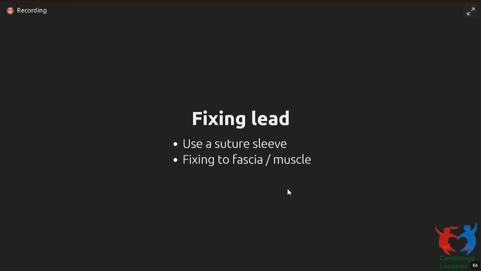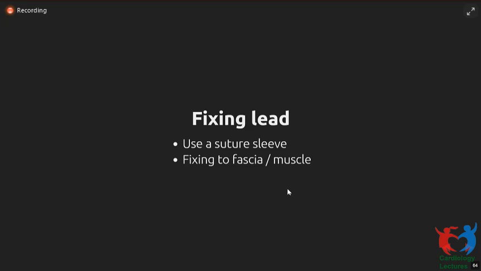So one is always use a suture sleeve. Some people try to cut off the suture sleeve and things like that. No, always use a suture sleeve, because it allows you to put a tight suture without damaging the lead. And the suture sleeve has to be fixed well to the lead. It has to be fixed very tight. And the suture sleeve itself has to be fixed to the fascia. And that does not need to be very tight, but it has to be fixed well.